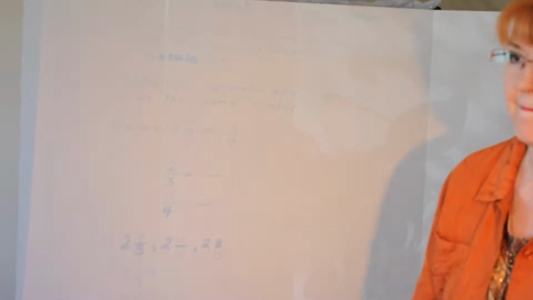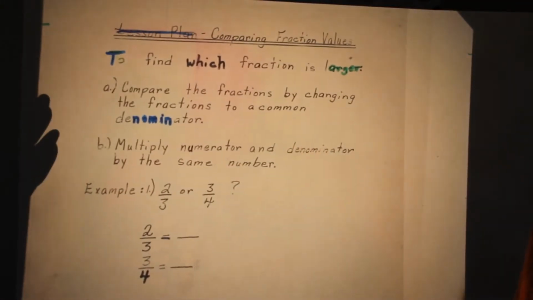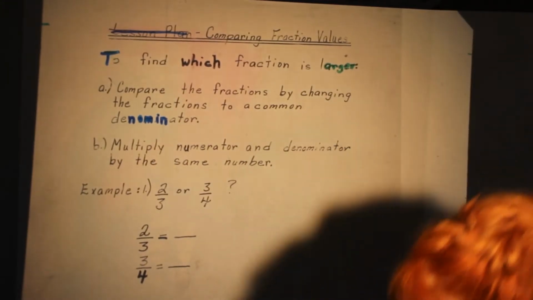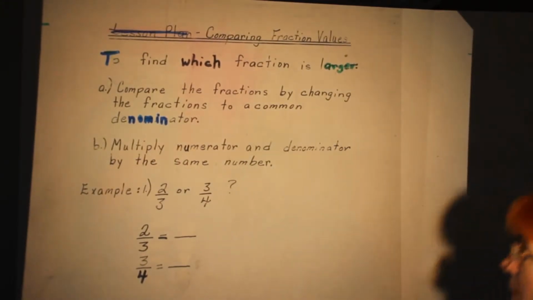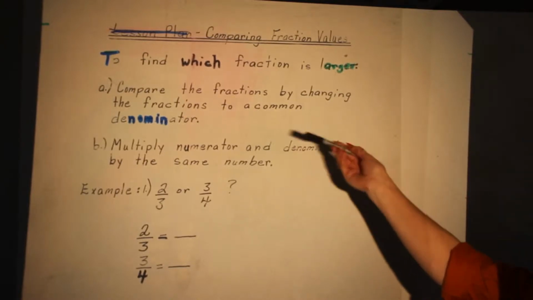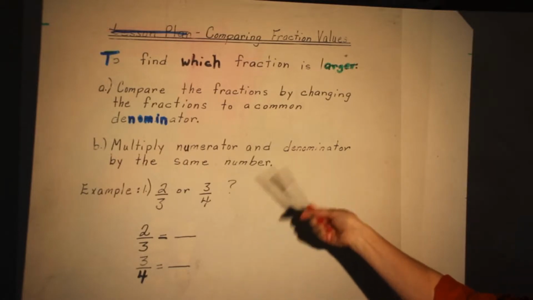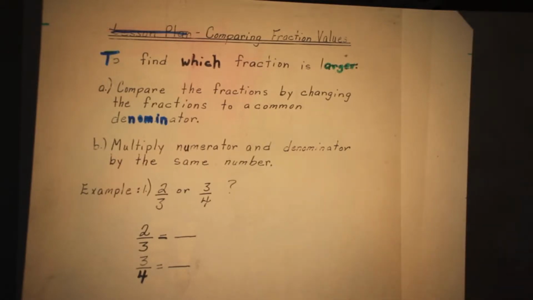We're going to compare fraction values. To find which fraction is larger, we have to compare the fractions by changing them to a common denominator. Whatever you do to the denominator, you have to do to the numerator. You multiply the numerator and denominator by the same number.